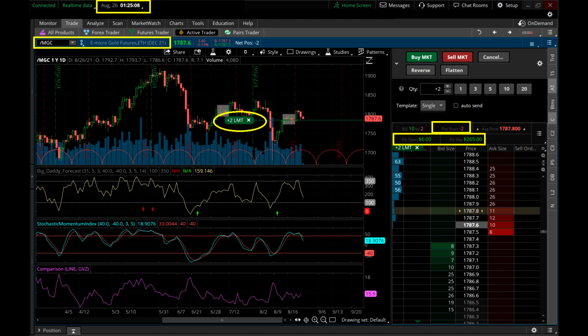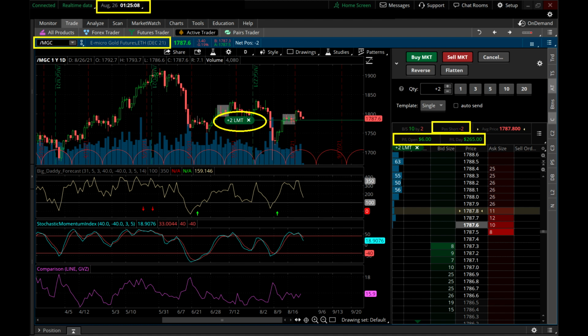Because I did my research. I've been doing this a while. Okay. So there we are, 1:25 in the morning, 2 little contracts. I'm up $265 for the day. The position's only up $6. I only got a limit order. I can't put a trailing stop in there. I could put a stop loss, but I didn't.